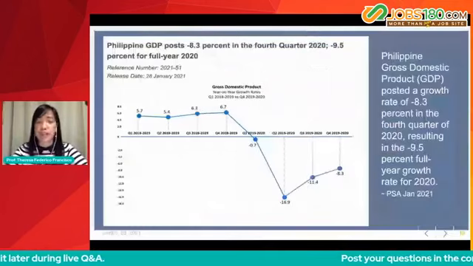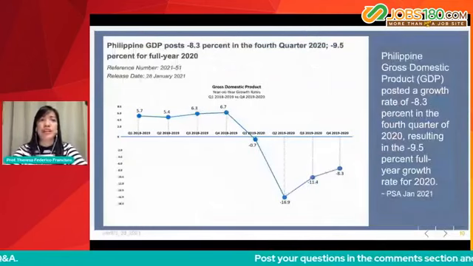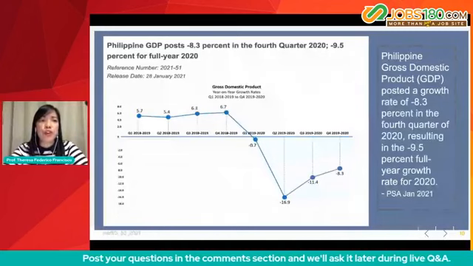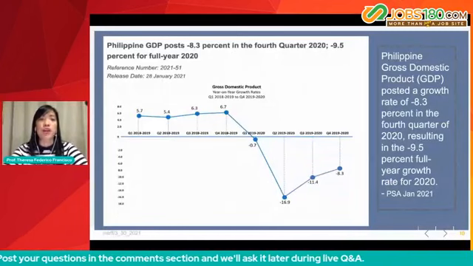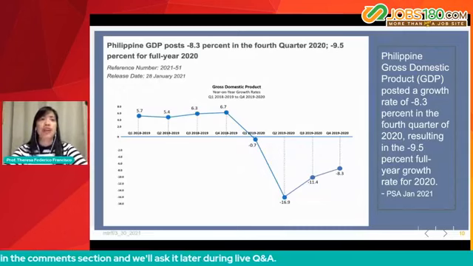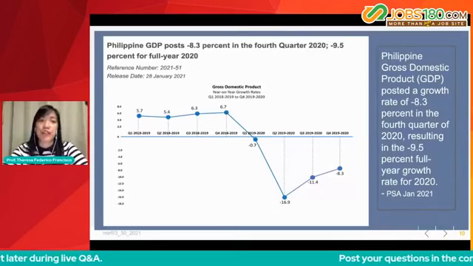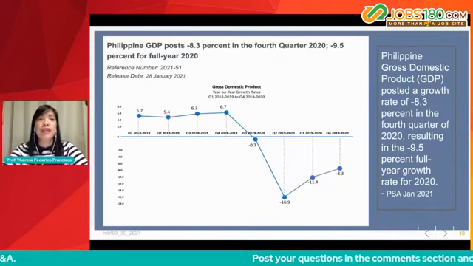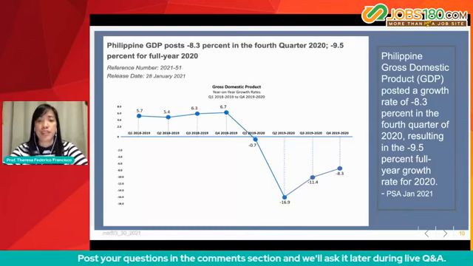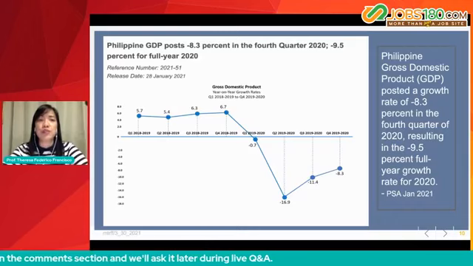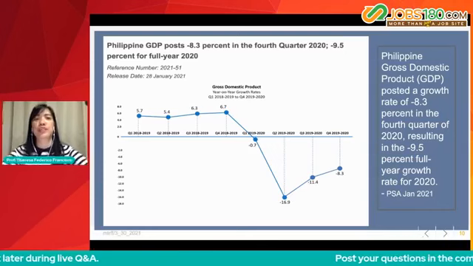Let's talk about the gross domestic product, which is the total monetary market value of all finished goods and services produced within a country's border in a specific period of time. It is a broad measure of overall domestic production, functioning as a comprehensive scorecard of a given country's economic health. According to the Philippine Statistics Authority, or the PSA, the Philippine gross domestic product posted a growth rate of negative 0.3% in the fourth quarter of 2020, resulting in a negative 9% full-year growth for 2020.